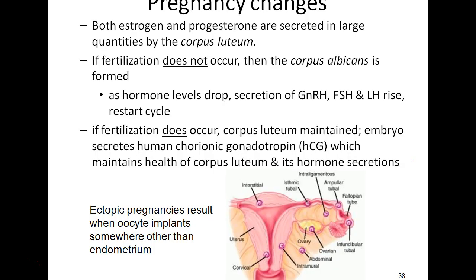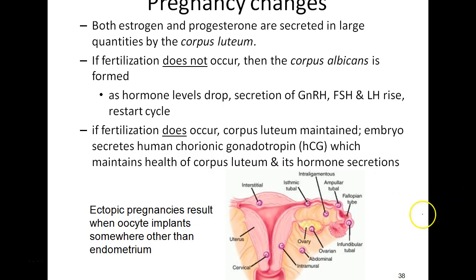Let's turn our attention now to pregnancy changes. As we talked about earlier, both estrogen and progesterone are secreted in large quantities by the corpus luteum. Again, if fertilization does not occur, the corpus albicans is formed. We get hormone levels dropping. Then the rise of GnRH, FSH, and LH are going to restart that cycle.